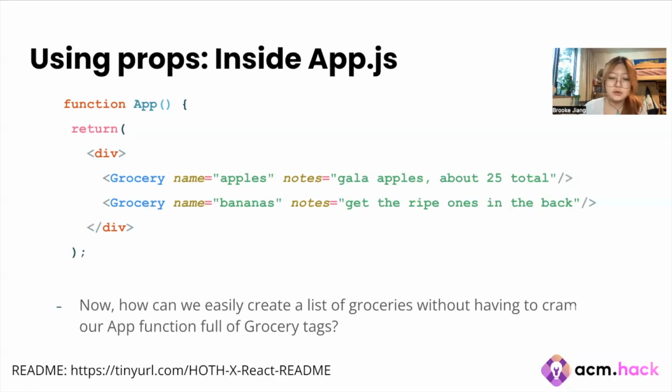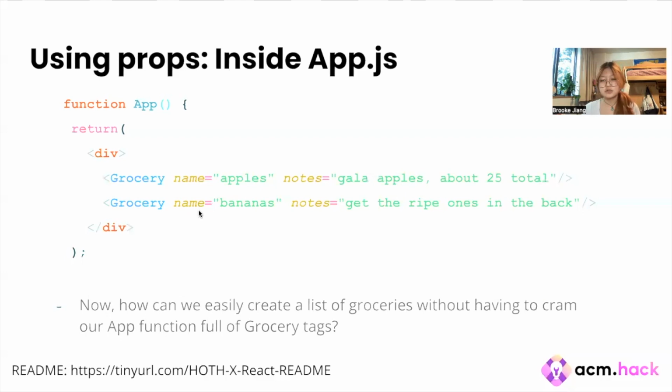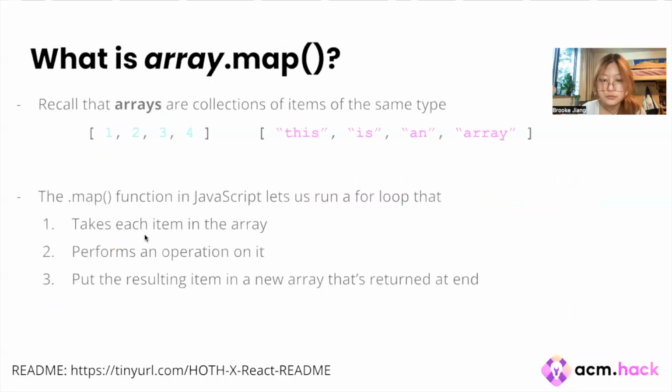We don't want that. What we want to be able to do is to map out all of our grocery items. We want to have maybe an array of all of our props. We want to be able to map that all out maybe. And maybe there's a way to do that. There's a way to do that. The way to do that is called array.map.